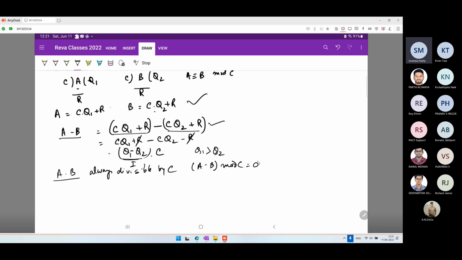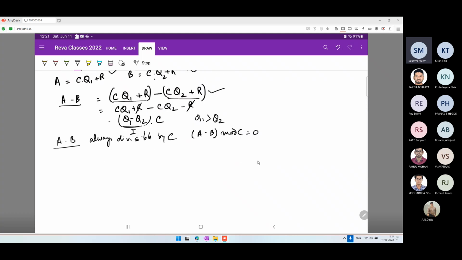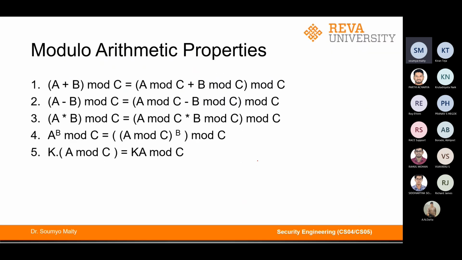Exactly with the same formula that we have learned in class 4 or 5, using this one, you can actually figure out all these properties. A plus B mod C will be this. A minus B mod C will be A mod C minus B mod C, whole mod C. A into B mod C will be A mod C into B mod C, whole mod C. And if you think about why it is happening, it is very simple.